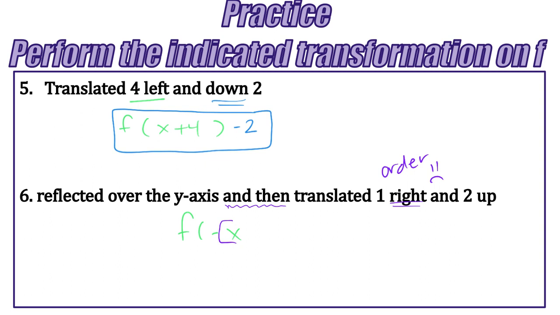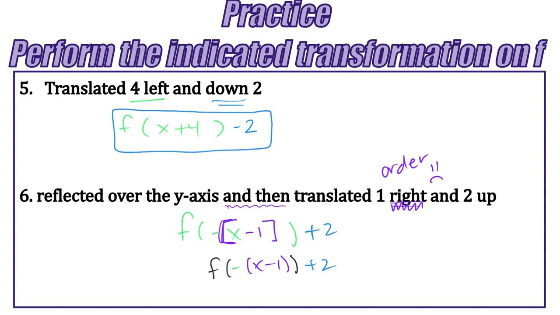What that means is we're going to actually add an extra set of parentheses because this translation is going to be affected by the reflection across the y-axis. So inside, we're going to have x minus 1. And then we're going to go up 2. Let's clean this up a little bit just so it's easier to see. And there we have it.